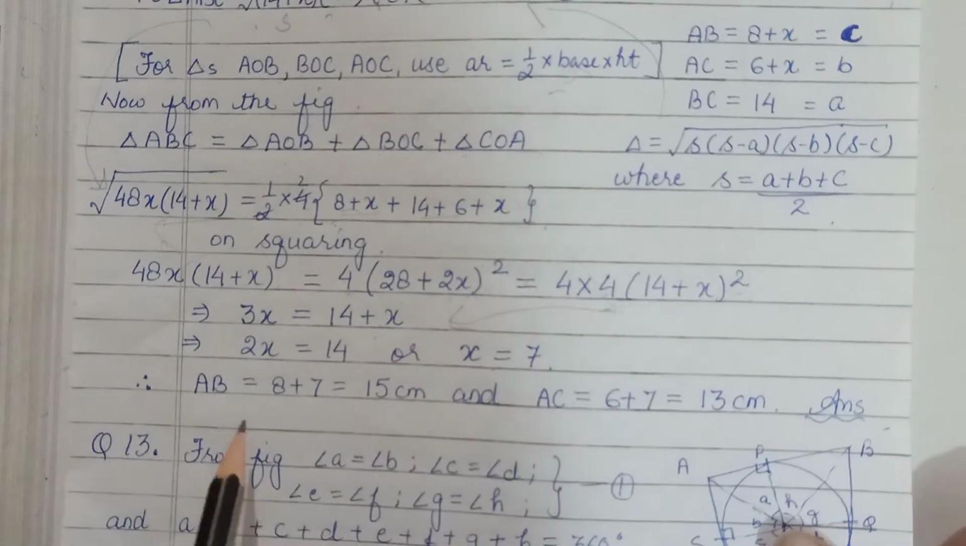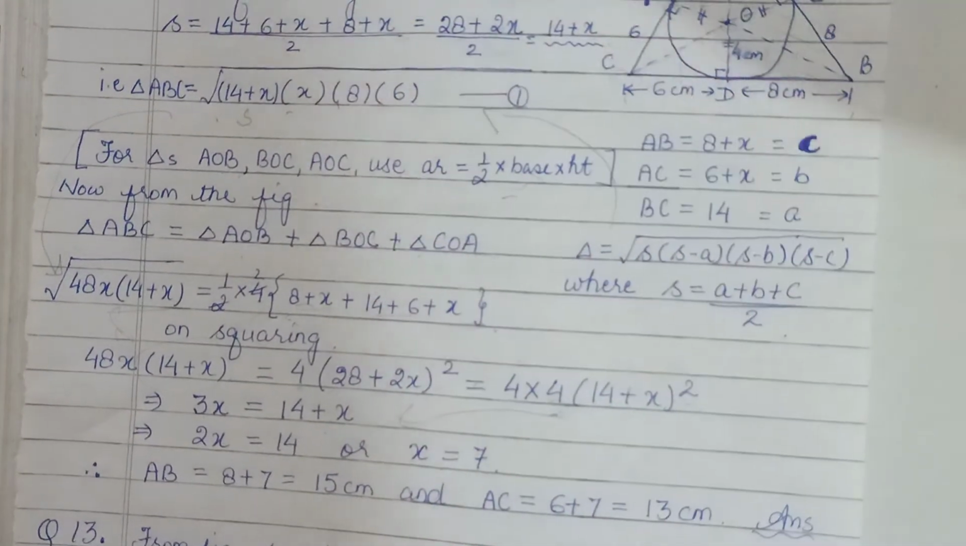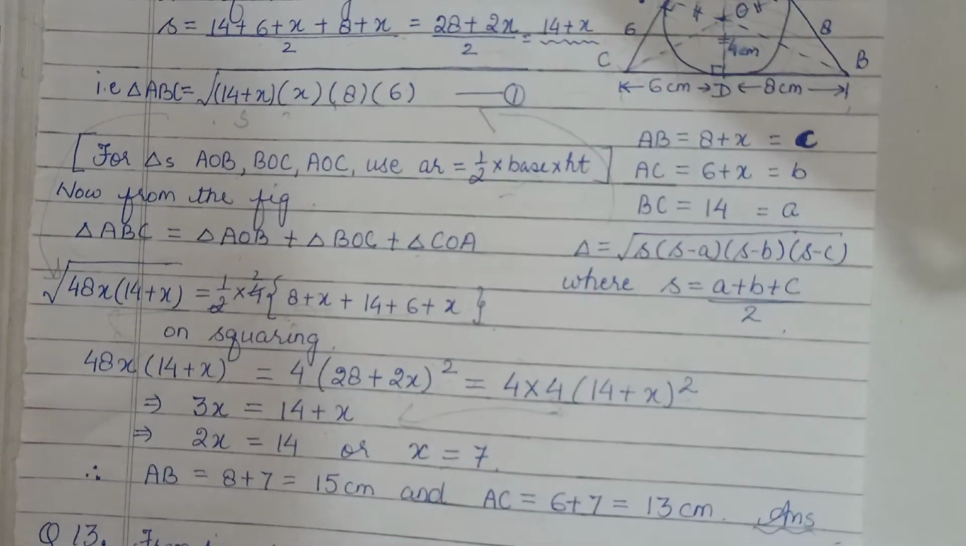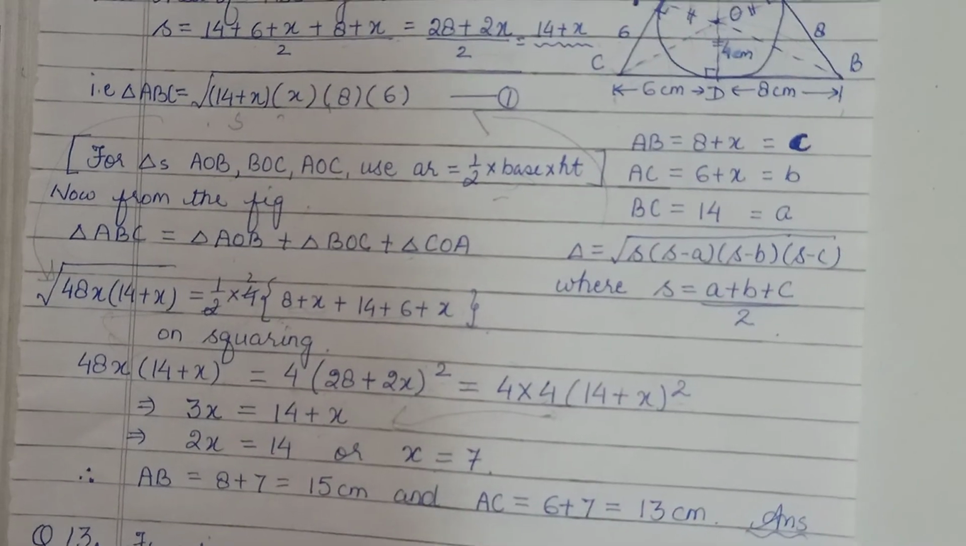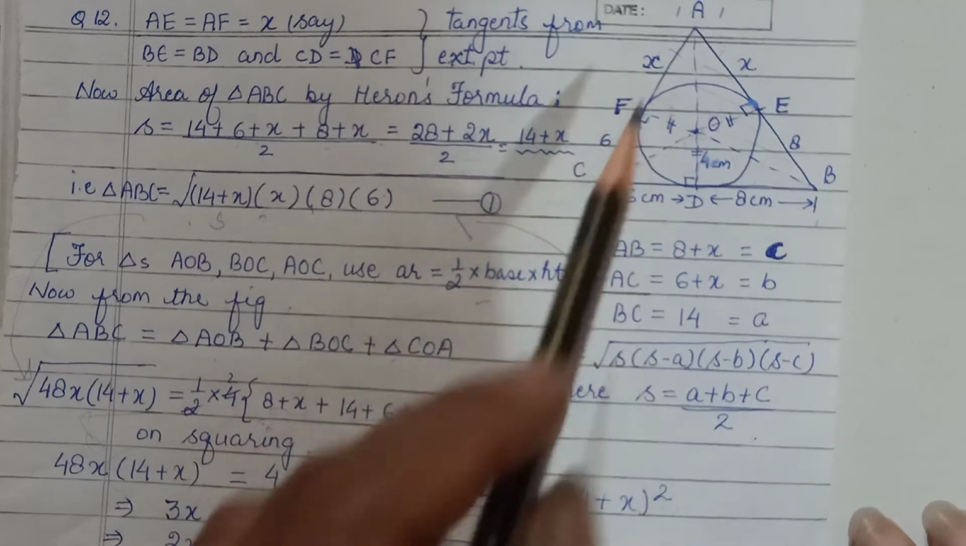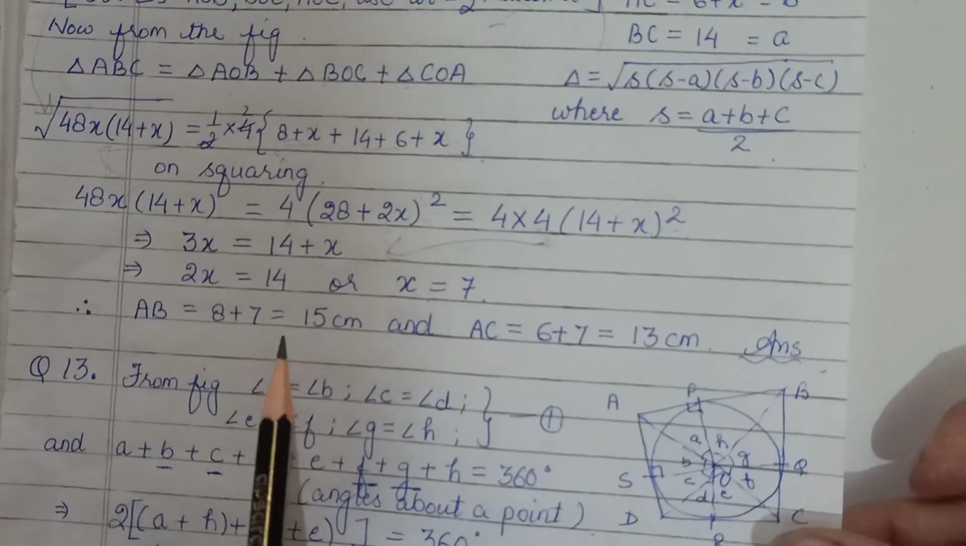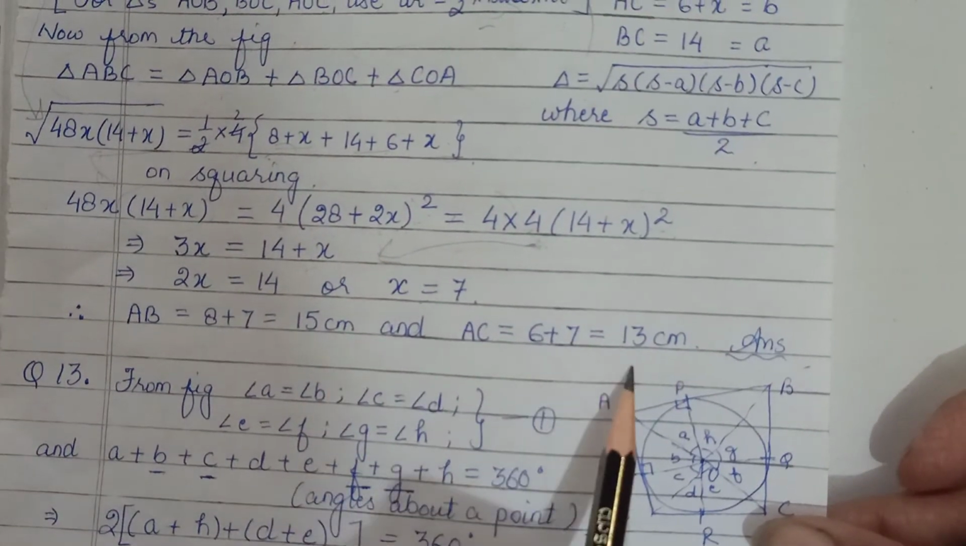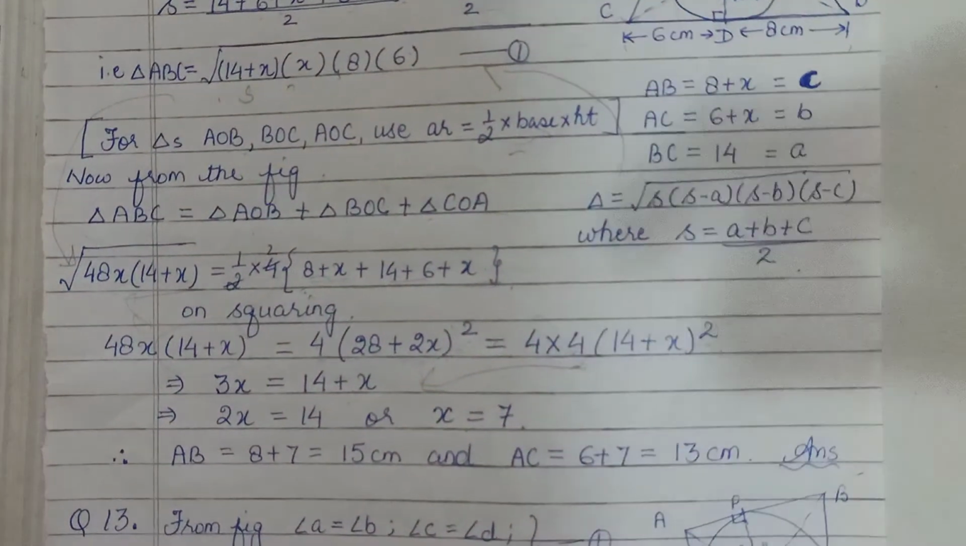So this unknown of ours has come out, that is x is coming out to be 7. So your first side is coming out to be 8 plus 7, and 8 plus 7 and 6 plus 7. So the remaining two sides that we had to find are 15 centimeters and 13 centimeters. Okay.